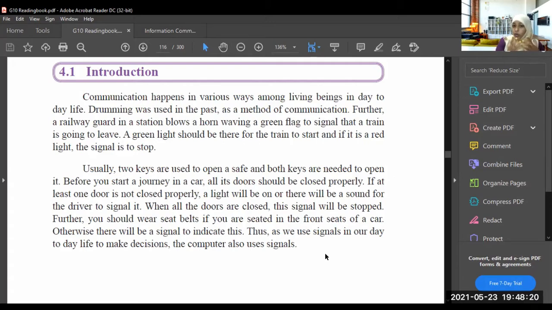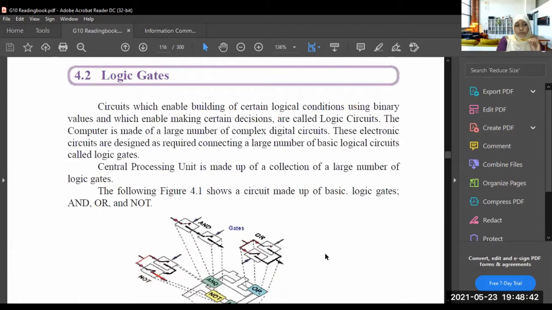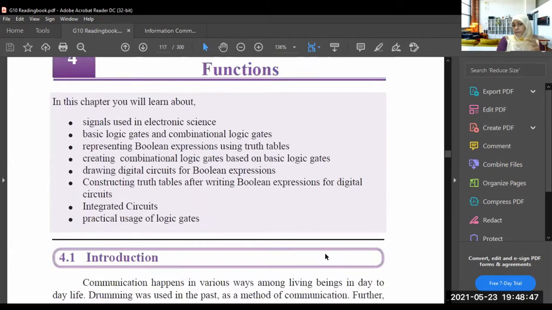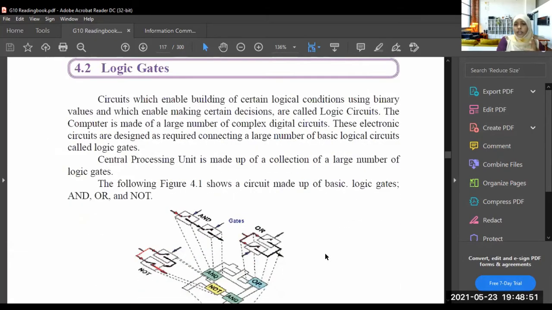So in our day-to-day life, we are using signals in various situations. Likewise, a computer also uses signals. So why does a computer use signals? You know what a computer is now, right? A computer is a digital device. So computers also use these signals. So logic gates. Now you know about the signals. Let's go to the logic gates. What are logic gates?